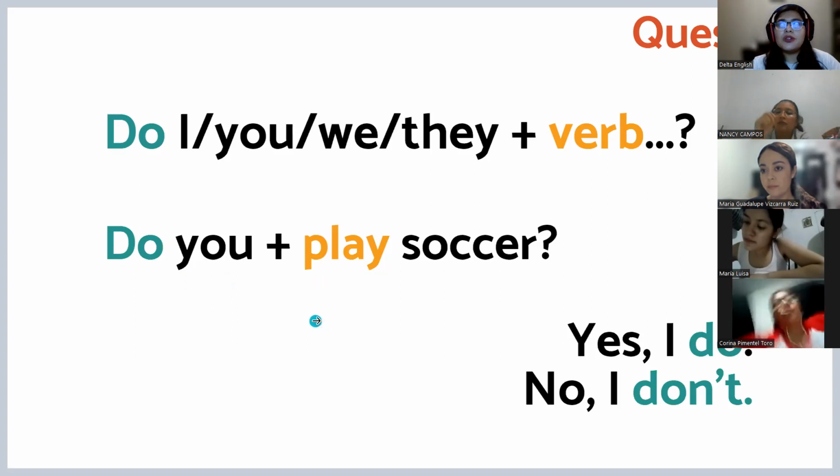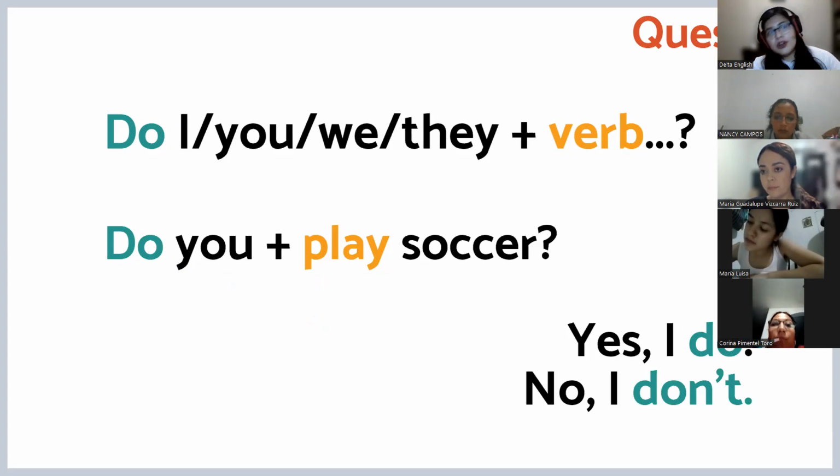Si yo les pregunto, do you run in the morning? No me van a decir, yes, I run. Aunque el verbo sea diferente, la respuesta se queda igual, yes, I do. Always. Yes, I do, or no, I don't. Or, yes, we do, no, we don't. Yes, they do, no, they don't. Depending on the question you asked. So let's go ahead and see if we can get some new questions.